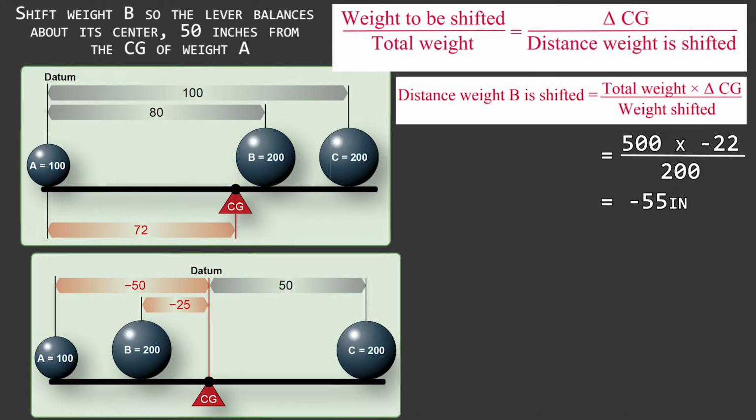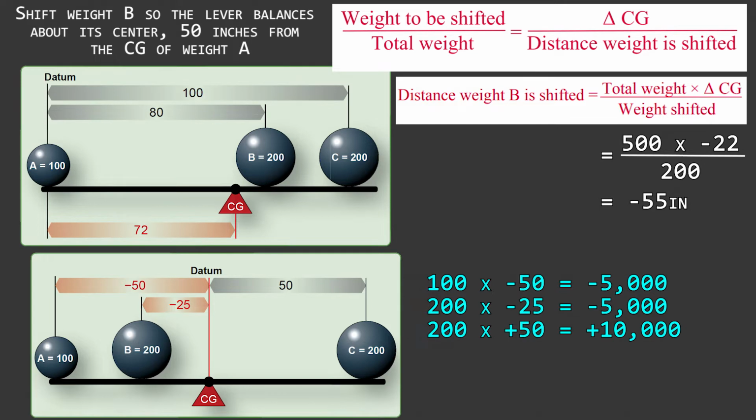Let's see if this actually worked. We're going to go ahead and change our datum to right above the center of gravity. 100 times minus 50 is minus 5,000. 200 times minus 25 is minus 5,000 once again. And then C is 200 times 50, which is 10,000. And doing the simple math, we see that it equals 0, which means everything is in balance.